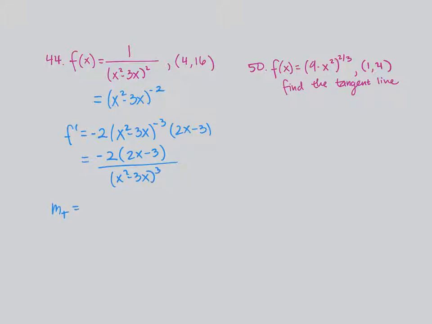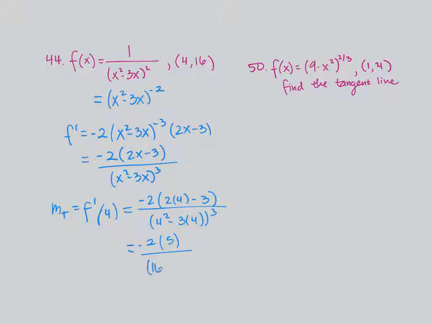Slope is going to be equal to f prime at the x value, so that would be 4. So this is equal to negative 2 times (2 times 4 minus 3) all over (4 squared minus 3 times 4) quantity cubed. So this is negative 2 times 5, since 8 minus 3 is 5, over (16 minus 12) cubed. So this would be negative 10 over 4 cubed, which is 64, so negative 10 64ths, which simplifies to negative 5 over 32.